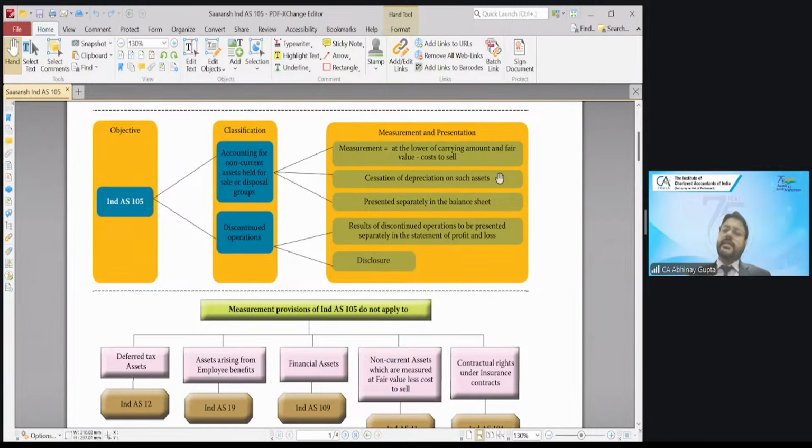And at each reporting date, until these items are sold, they will continue to be remeasured at fair value less cost to sell, right? So I hope this is clear. Any questions? Okay.